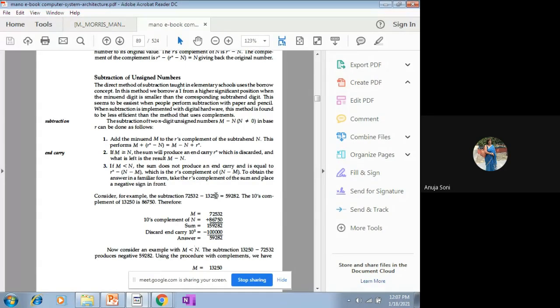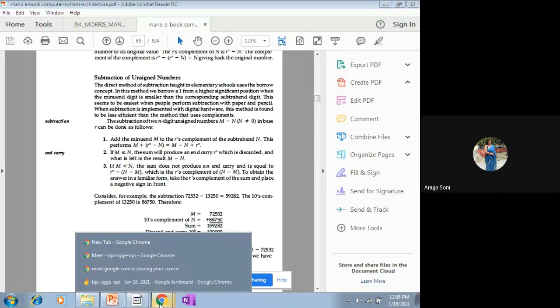Here we are going to discuss two cases. The first case is whenever the magnitude of the positive number is greater than that of the negative number, and another case we will discuss is whenever the magnitude of the negative number is greater than that of the positive number. So we are going to discuss these two cases.